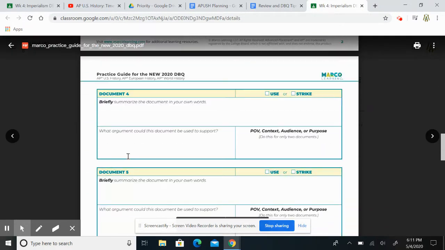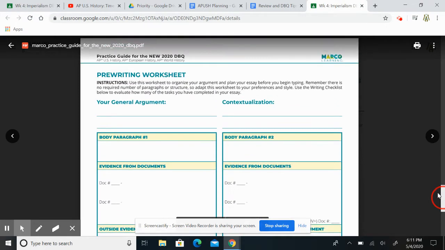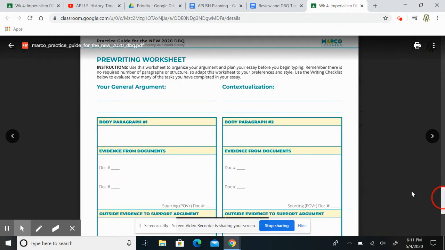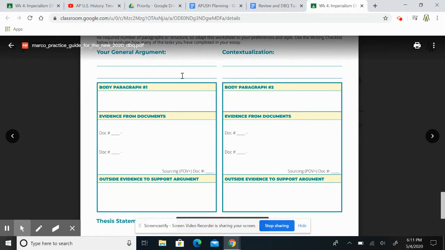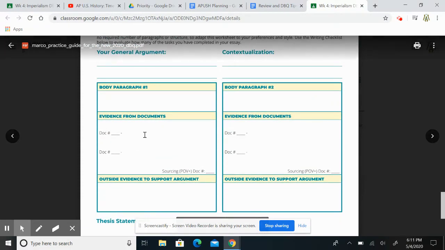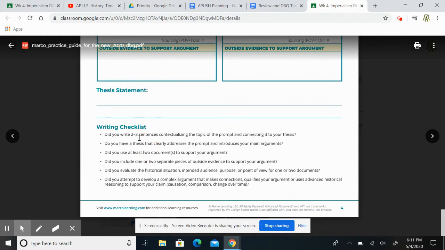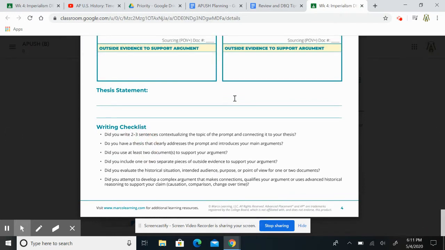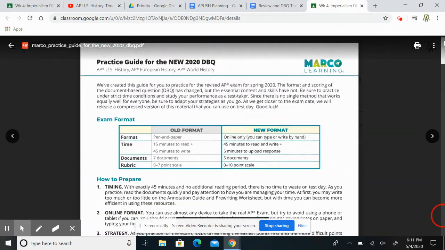So, the annotation guide. Some of you used it. It's fine. You're not going to have time to fill this out on the actual exam day. It's more so to help you think through stuff. This last one, the pre-writing worksheet, could be helpful for you. General argument, your thesis statement, body paragraph, using your evidence. This is your last one if you want to use that to brainstorm on exam day. And then down here, you have the writing checklist, which, if you have time, you can look through before you submit. It just asks you to go back over the key things.